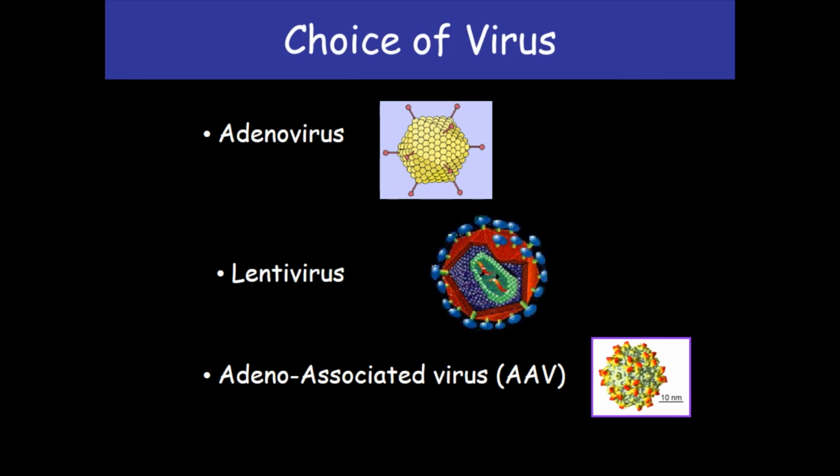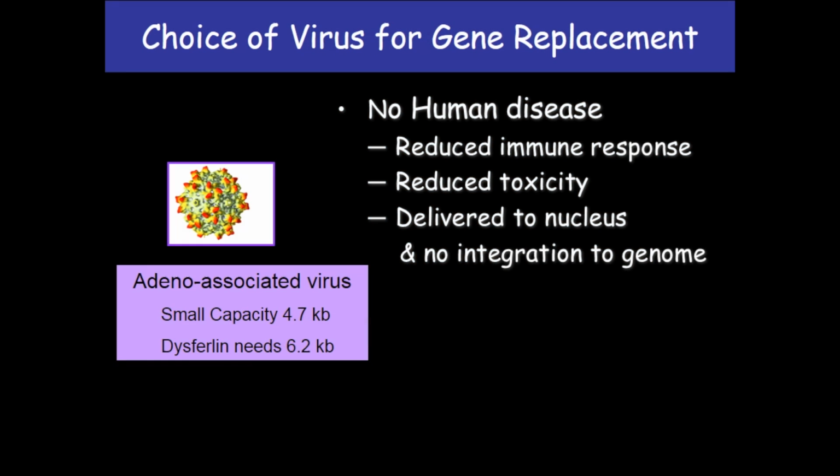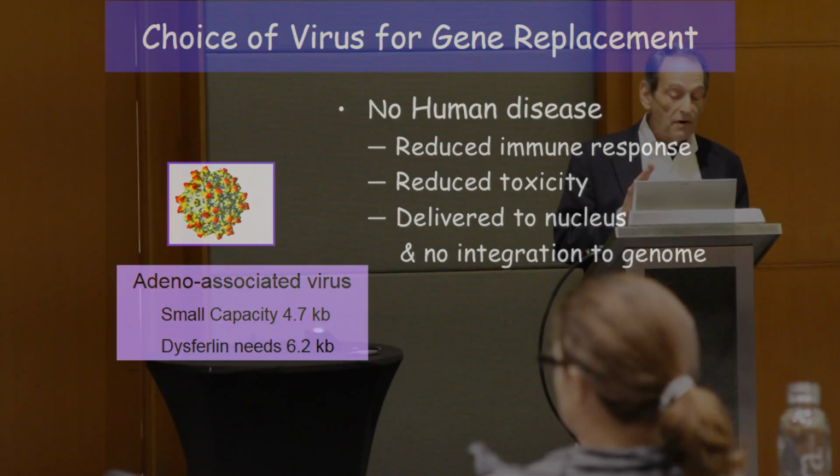Lentivirus is an interesting one. We use it a lot in the lab. It has an advantage of a very large capacity for holding genes. The problem is it integrates into the genome, and by integrating into the genome, it can create problems and disrupt other genes, and it has actually done that clinically. So adeno-associated virus really is our target, and it's the choice of virus for gene replacement because it causes no human disease. This is very important.